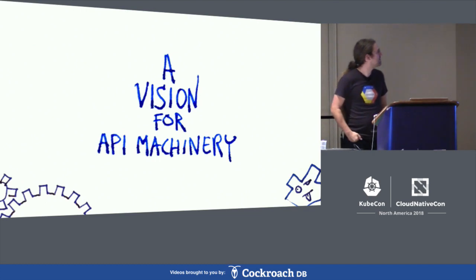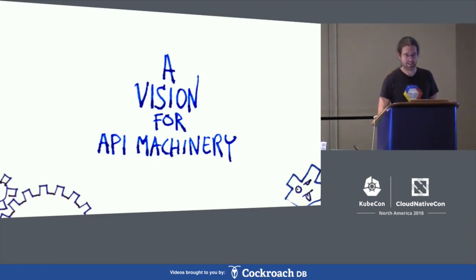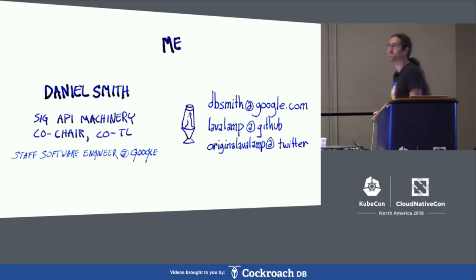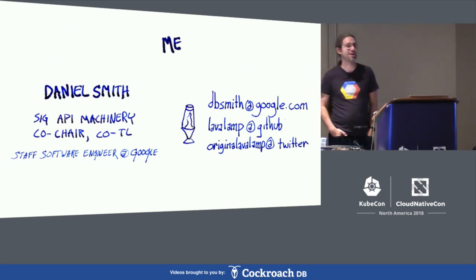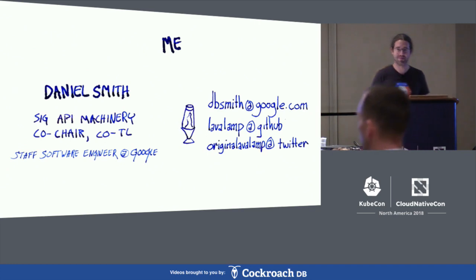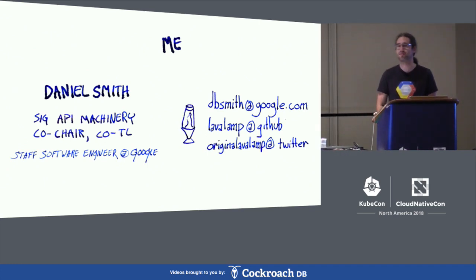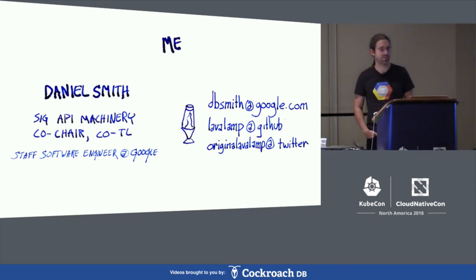My talk is a vision for API machinery. And it's my vision, and who am I? Since I've been here a long time, but there's many people at this conference, and maybe you don't know me. I'm Daniel Smith. I've been working on Kubernetes since before it was open source. I work for Google. There's some contact information.